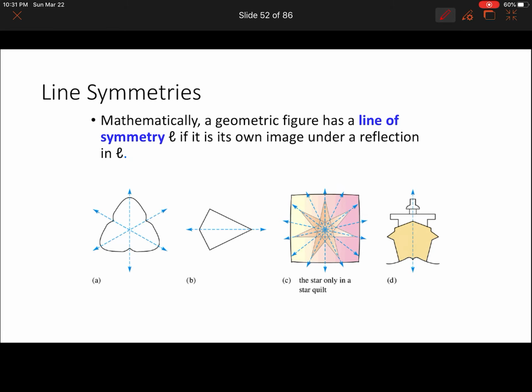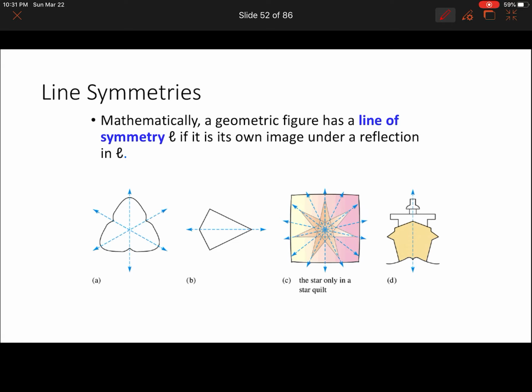Alright, so our last video for section 11.2 is going to deal with line symmetry. And when we talk about line symmetry, we need to understand what that means. In simple terms, a figure has line symmetry if you can fold it in half and one side lies on top of the other.